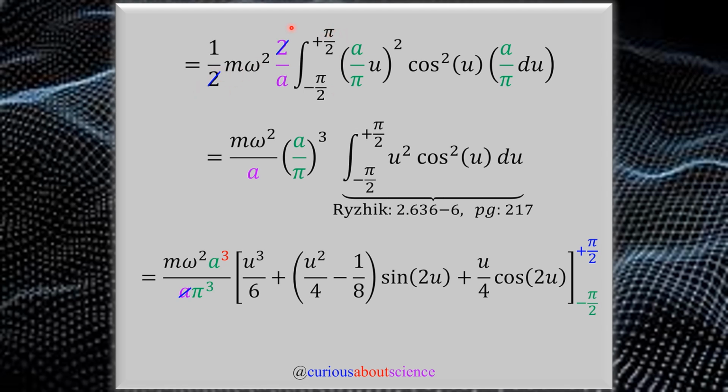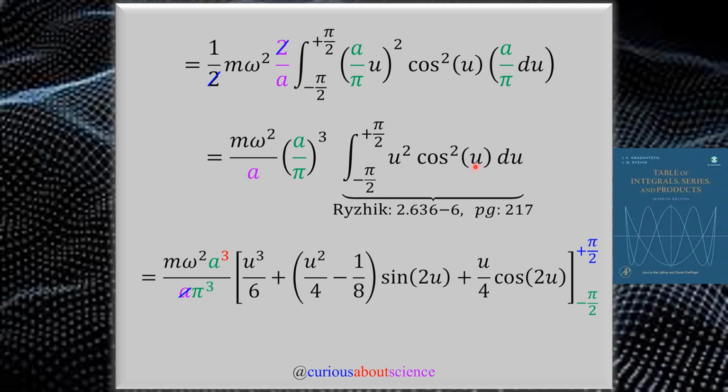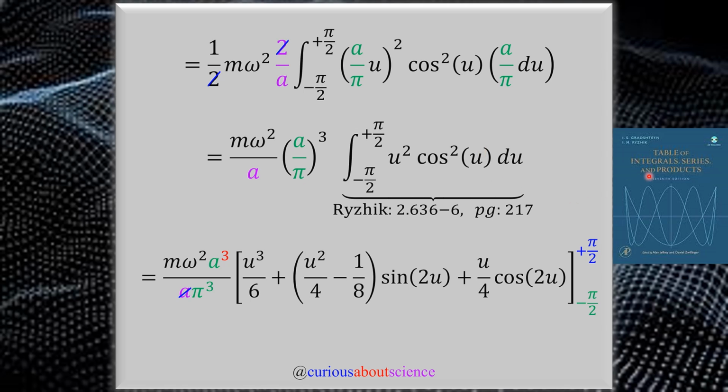The 2 and 2 cancel, easy enough. Then we have an a and a pi, but we have 3 of them. 2 from the x, 1 from the dx. So we're good to go there. And now we're left with a u squared cosine squared of u. And that's where we can reference our other table book here.